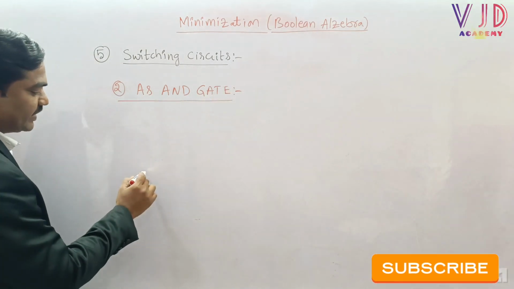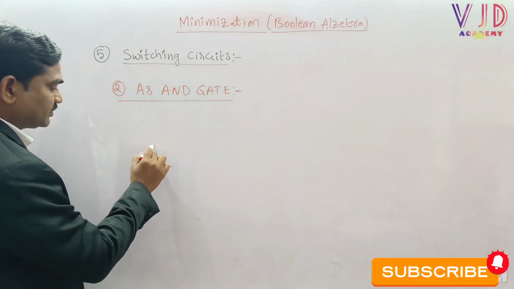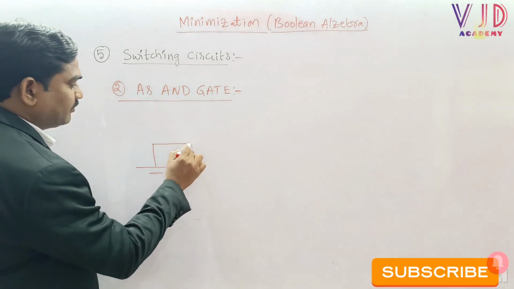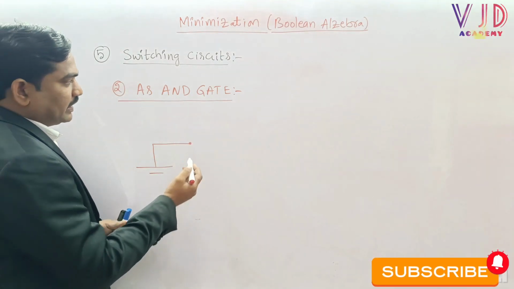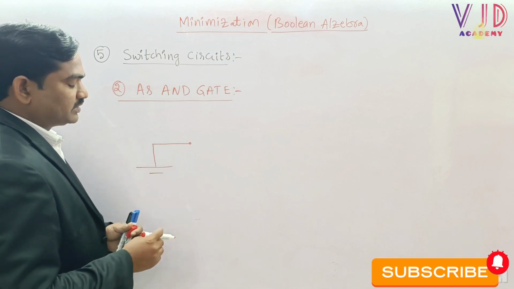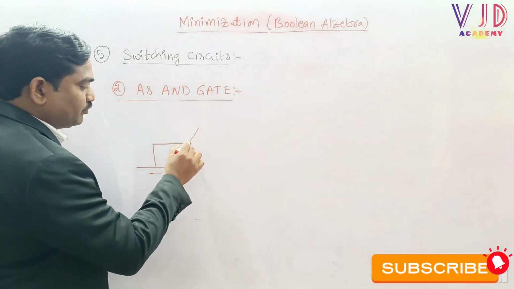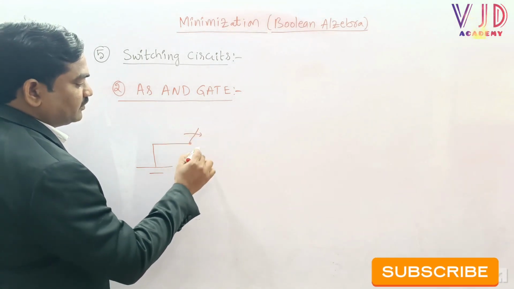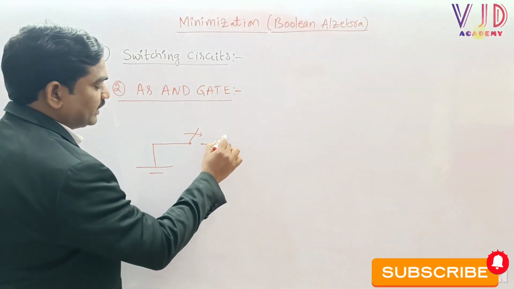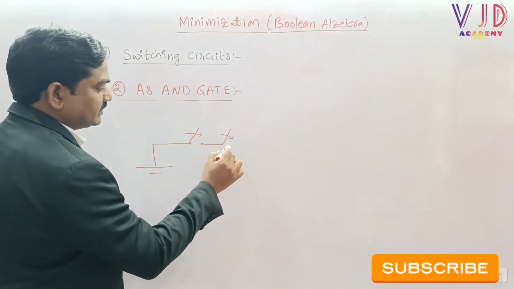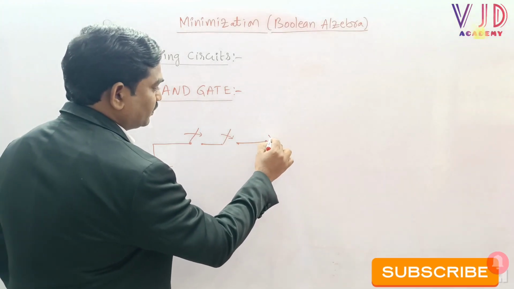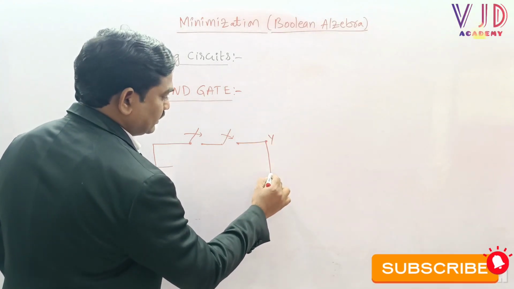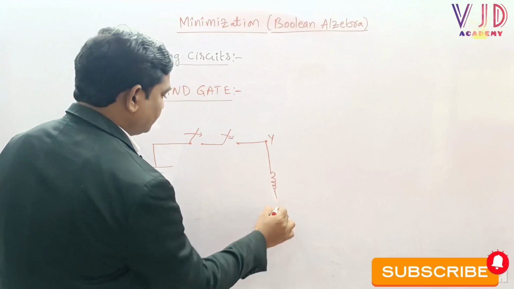Let me take one switch circuit here with a 5 volts power supply. Sir, here I would like to take 2 inputs. We know that an AND gate has 2 input variables, so I would like to take 2 switches here. This is the first switch, and then let me take one more switch here. This is the second switch. And now I would like to take output Y, and here I would like to place one bulb.